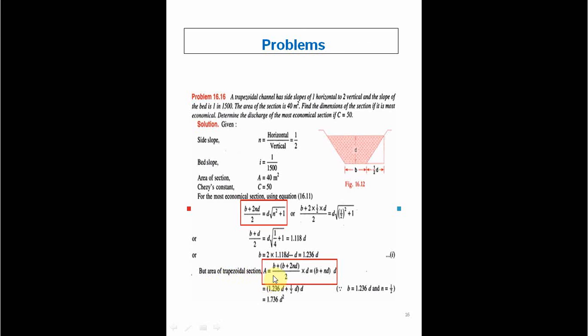But area of the trapezoidal section A is equal to B plus 2 into n into D divided by 2 into D. So that is B plus n into D into D, where B equal to 1.236 D and n equal to 1 by 2. So putting these values, we will get 1.736 D square. But we know that area equal to 40 square meters given. Therefore, 40 equal to 1.736 D square, and therefore D equal to root of 40 divided by 1.736, that equal to 4.80 meters. Substituting the value of D in equation 1, we get B equal to 1.236 into 4.80, 5.933 meters.